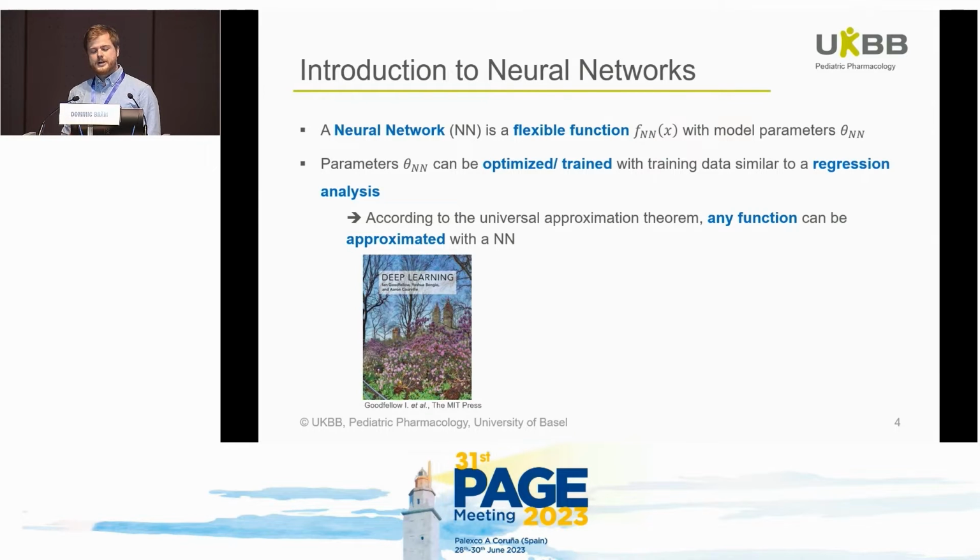A neural network is a flexible function with model parameters, and these model parameters can be optimized, or, as it's called in machine learning, they can be trained with training data, which is basically similar to a nonlinear regression. And according to the universal approximation theorem, any function can be approximated with neural networks. So these are really the basics. If you want to know more about neural networks, you should read this very famous book by Goodfellow.